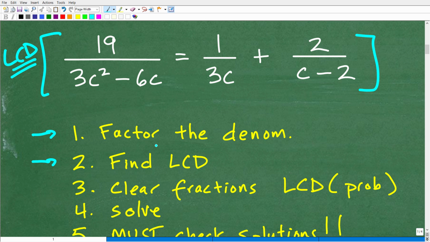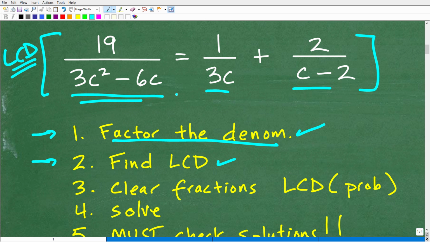So to find the LCD, we want to factor the denominator. So in terms of writing the steps down, in terms of explaining this or teaching this to someone else, you would say maybe, okay, hey, we want to find the lowest common denominator, or we want to first factor the denominator. Either way, you can't find the LCD unless we factor the denominators here. So we've got to factor this, this, and this. And these two denominators are factored, so we have to factor this.